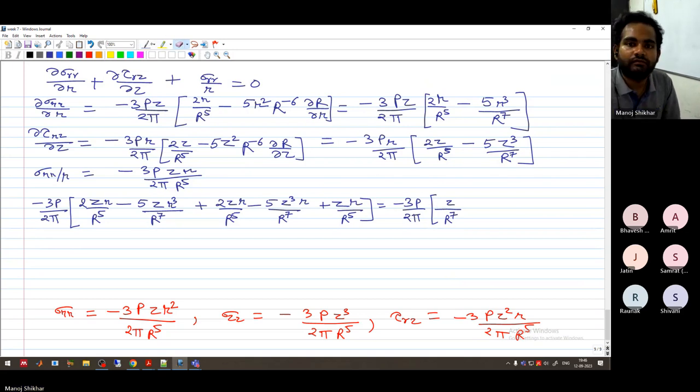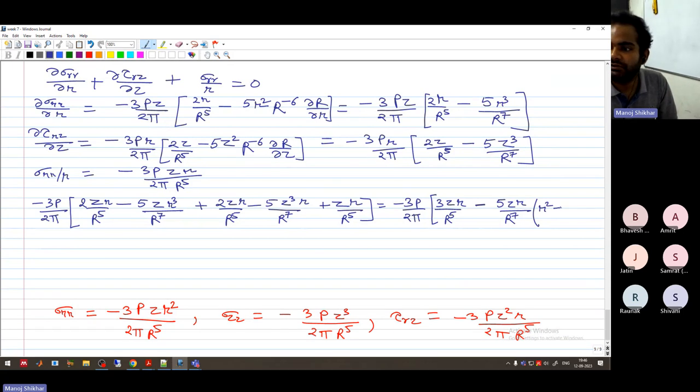So we have 3 times zr on 7 minus we take 5 zr upon z r to the power 7 common. So we will have r square plus z square from here. Plus from here we have 2zr by r to the power 5. Okay. So actually we can club this one also here. So it will be actually 5zr upon r to the power 5.